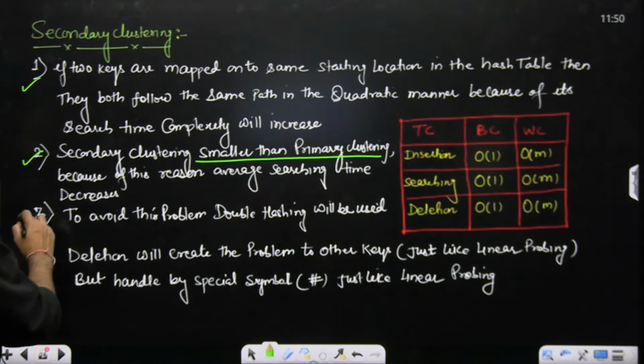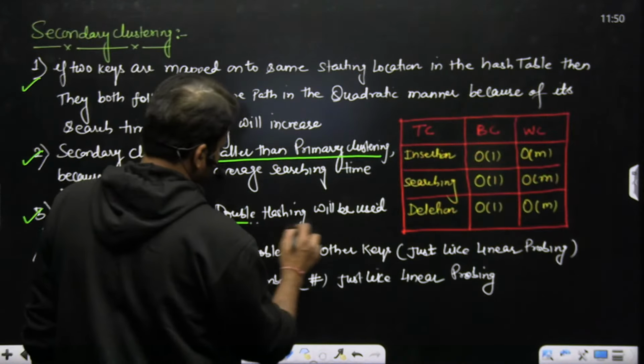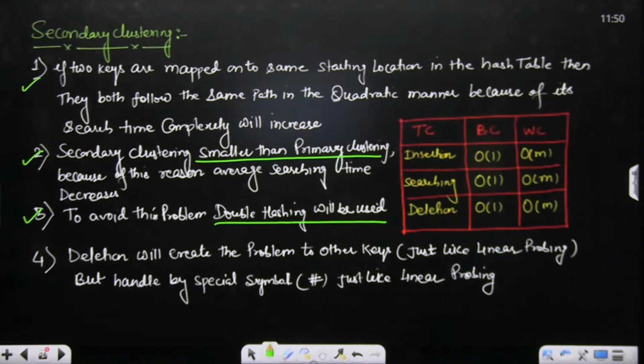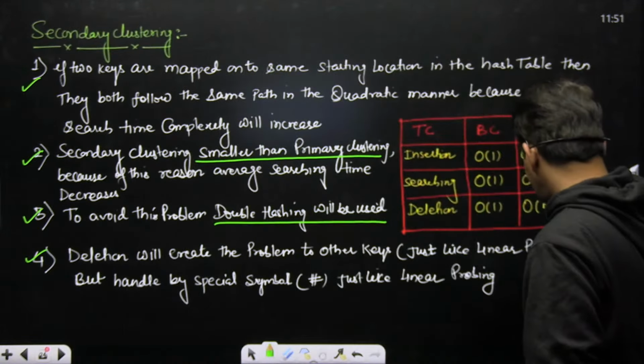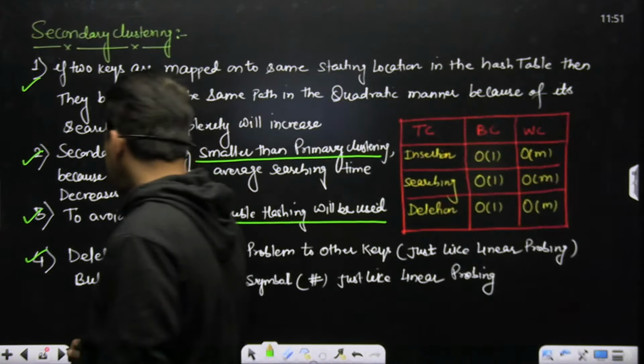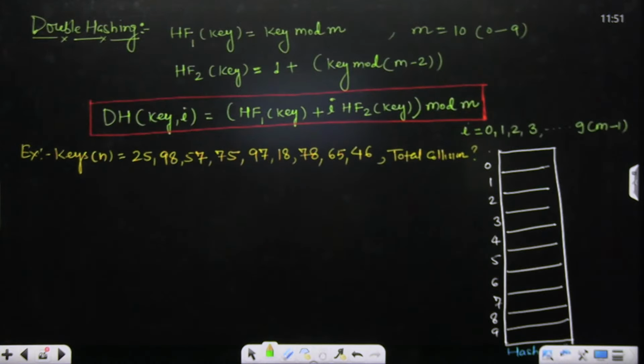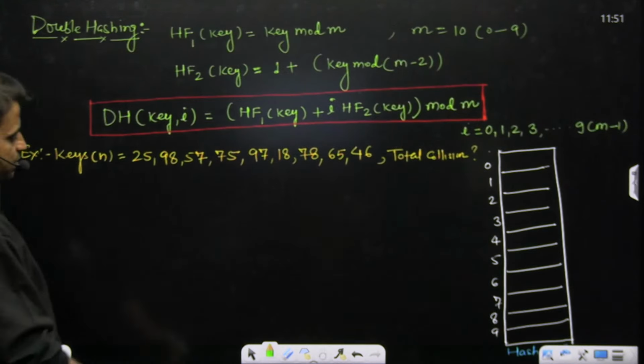ओके, टू अवॉइड दिस प्रॉब्लम वी विल यूज डबल हैशिंग. इसमें भी सेम सर डिलीशन, सिमिलर डिलीशन विल क्रिएट द ट्रबल टू अदर की जस्ट लाइक इन लीनियर प्रॉबिंग, बट हैंडल बाय स्पेशल सिंबल जस्ट लाइक इन लीनियर प्रॉबिंग. ओके, सो दिस इज सेकेंडरी क्लस्टरिंग बच्चे. नाउ कम टू डबल हैशिंग. I want to remove secondary clustering also, then we will use double hashing.